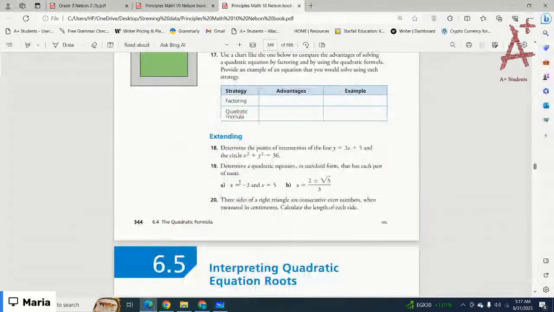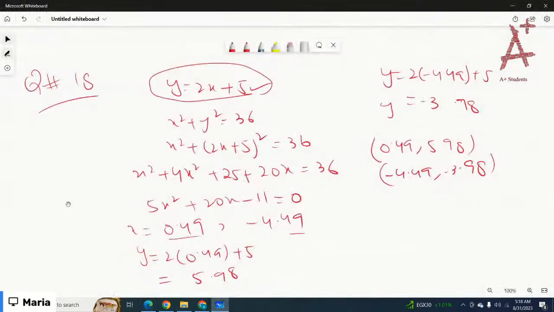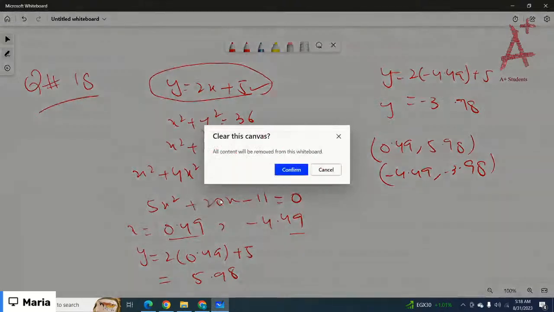Okay, let's just look at question number 20. Three sides of a right triangle are consecutive even numbers. Measured in centimeters, calculate the length of each side. Three sides of a right triangle, consecutive even numbers. Okay, even numbers. Question number 20.